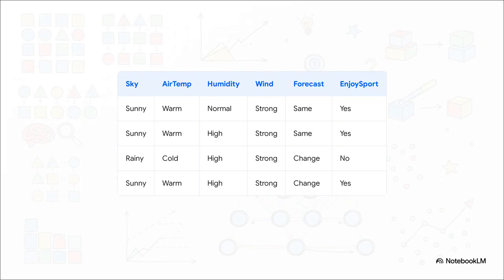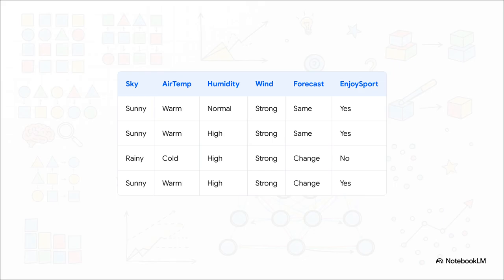And here it is, the entire case file. This is all the evidence our apprentice has to work with. Each row is a different day, a different clue. Some days they enjoyed the sport. That's a yes. Other days they didn't. A no. The apprentice's job is to stare at this table and find one single rule that perfectly explains all the yes days.